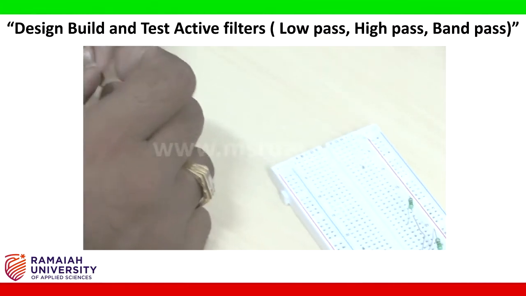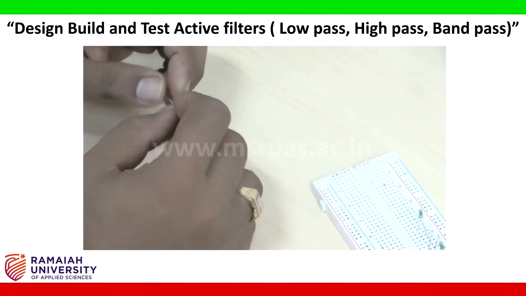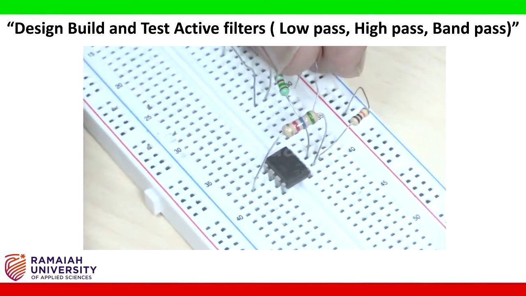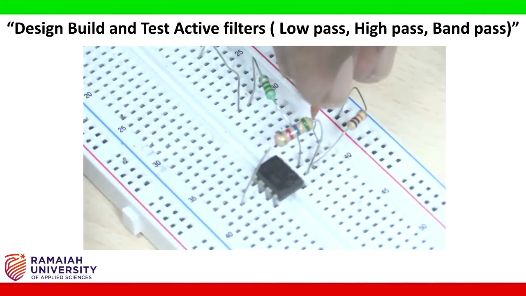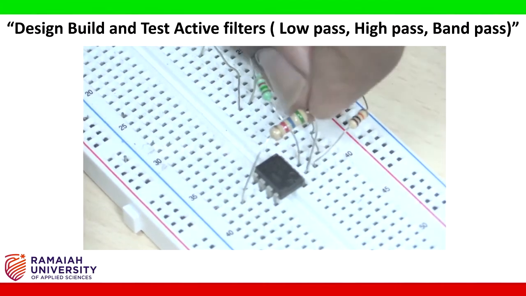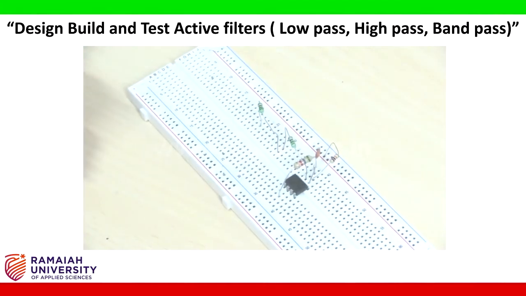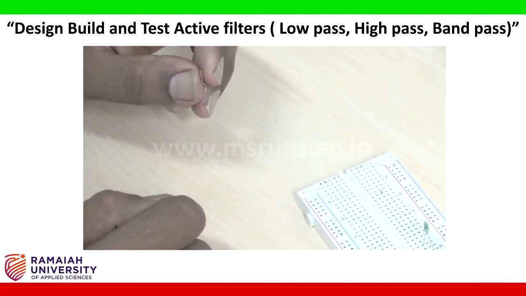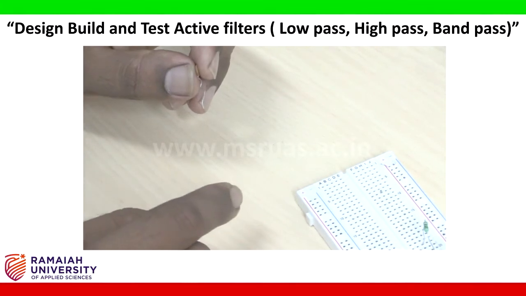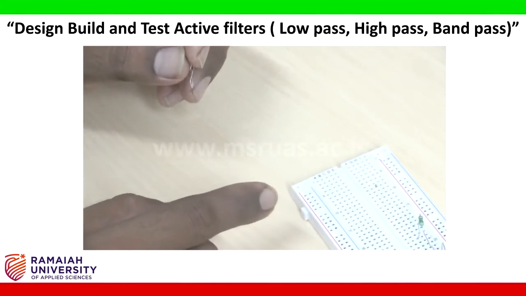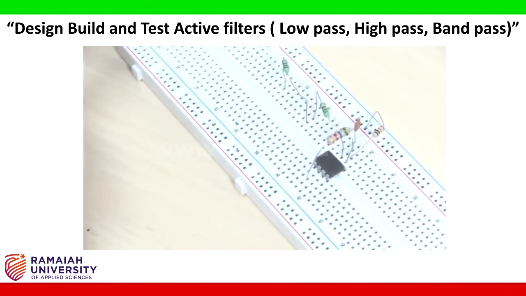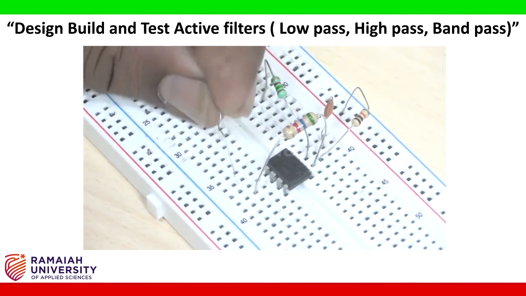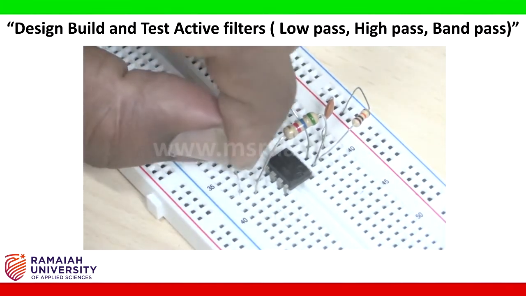One capacitor is from terminal 3 to ground. So this is terminal number 3. Terminal number 3 to ground I need to connect. So this is terminal 3 and this is ground. Another capacitor I need to connect from pin number 6 to pin number 3. We have connected the 1.6 kilo ohm resistors. So the middle point of this junction I need to connect to pin number 6 with a capacitor. So this is the point. I need to connect this point to pin number 6. This is pin number 6.